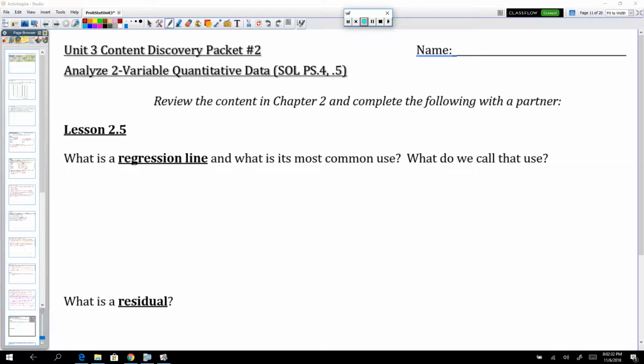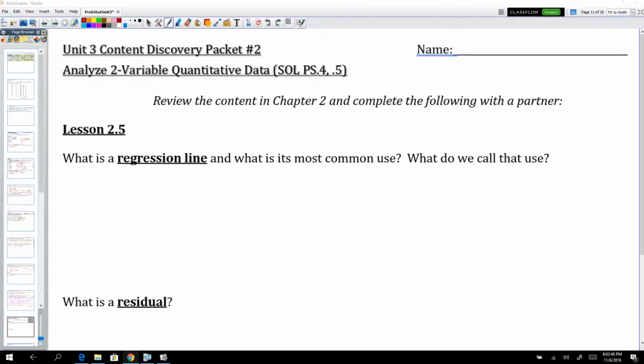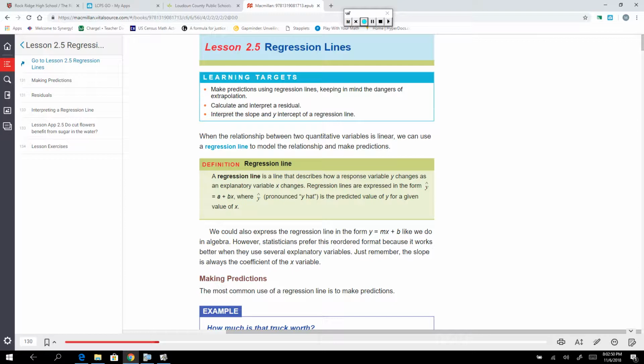Berger again, and today we'll be talking about bivariate data again, two-variable quantitative data. And this is part 2 of our notes for this unit. This is the last of the notes for our unit. Everything else in this unit is practice. So we start on lesson 2.5 in the book, and we talk about regression lines.